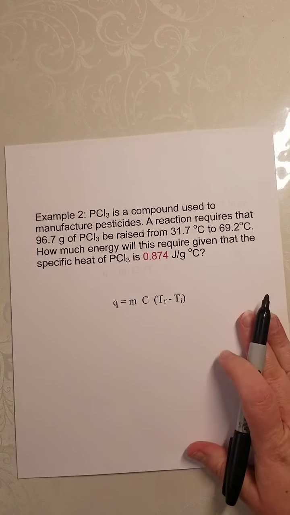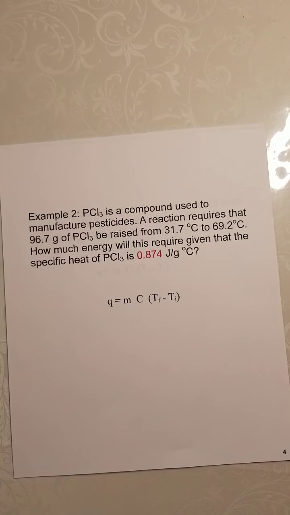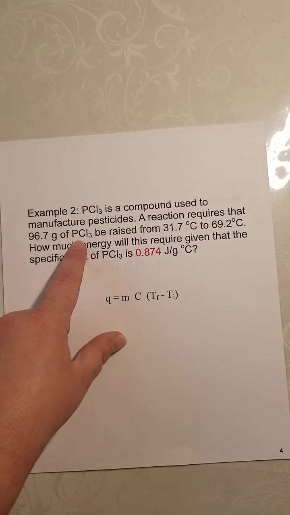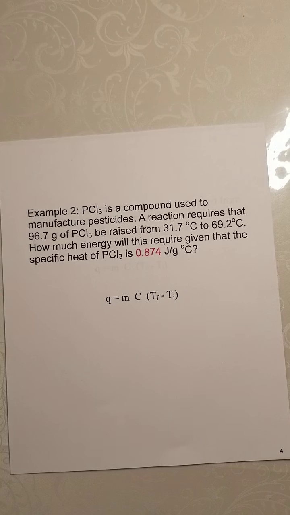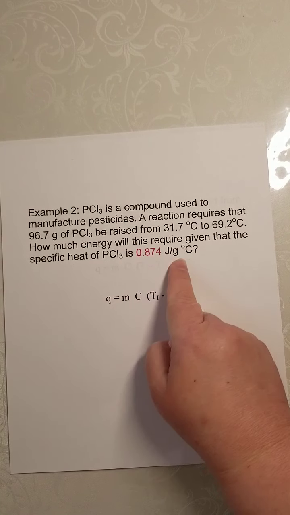All right, go ahead and take a second to write this down. All right, so we have phosphorus trichloride is a compound used to manufacture pesticides. A reaction requires that 96.7 grams of phosphorus trichloride be raised from 31.7 degrees Celsius to 69.2 degrees Celsius. How much energy will this require given that the specific heat of phosphorus trichloride is this?